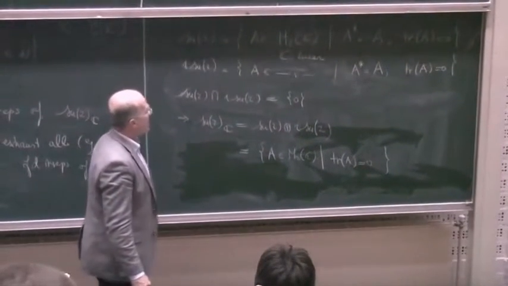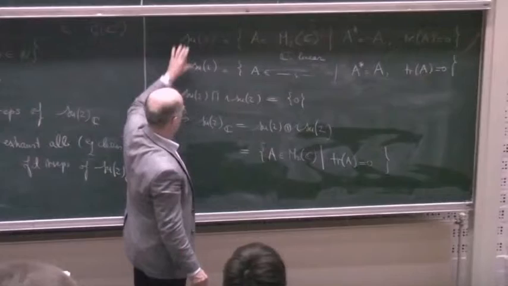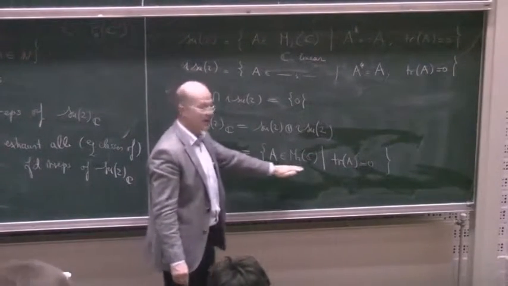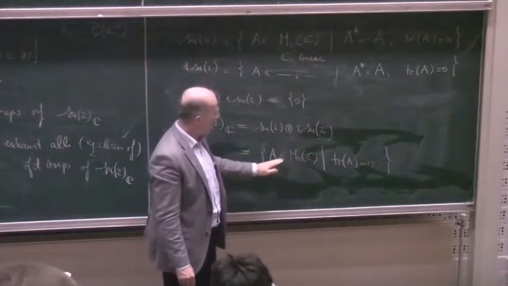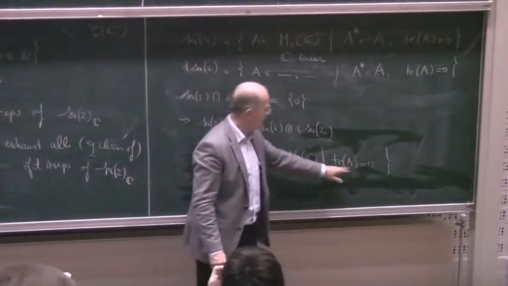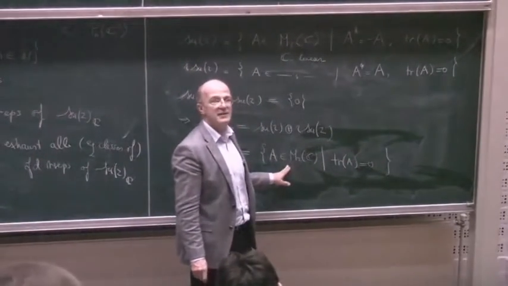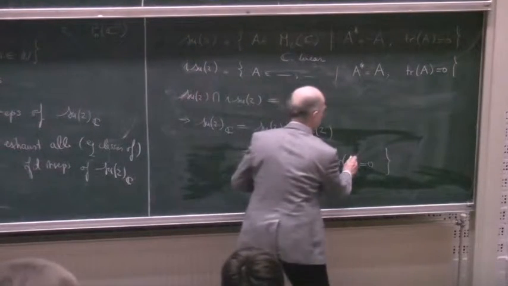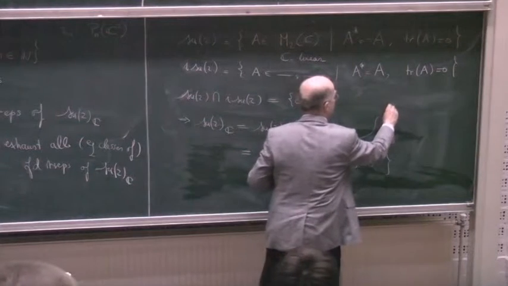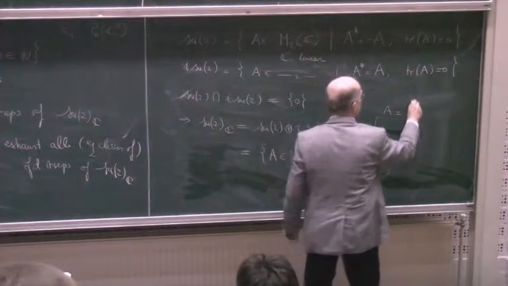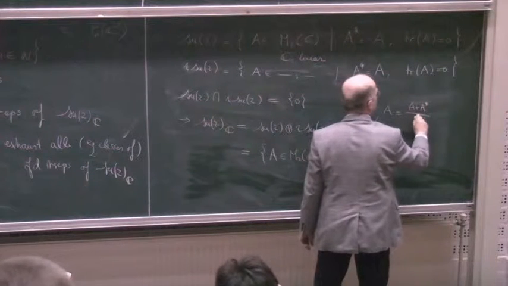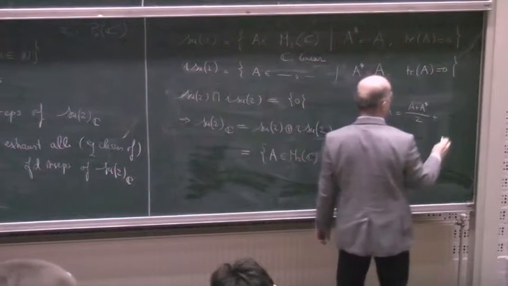I mean, well, clearly, these are subspaces of what I've written down here. And if I have a matrix which has trace 0, then it can be split into a symmetric and anti-symmetric part. Such a matrix can always be written as A is a symmetric part and an anti-symmetric part.